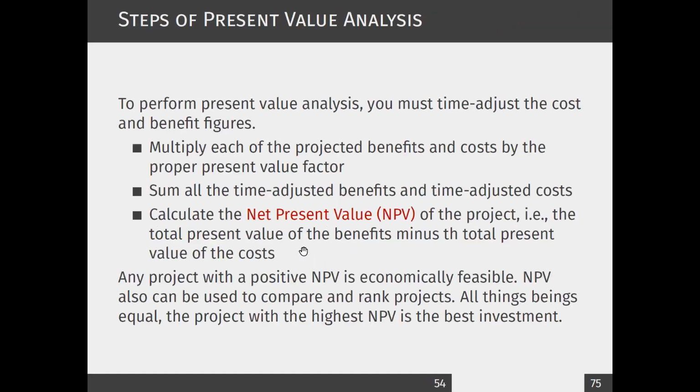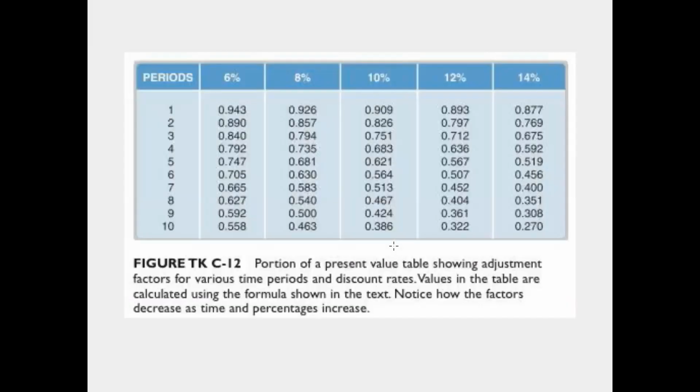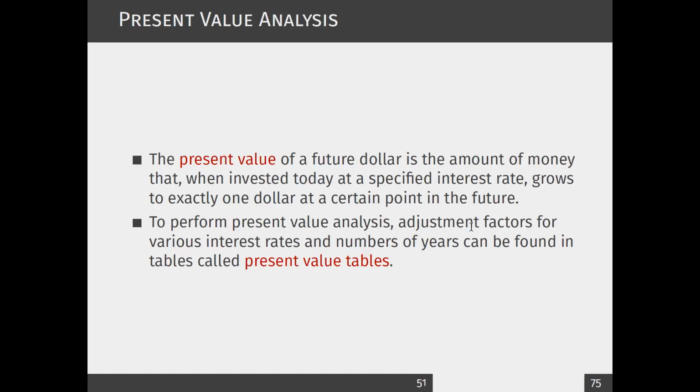We have not been given any present value factors. So if we assume it's 12%, then depending on the number of years, we can calculate the value. For example, if it is 12% and 1 year, this is the factor. For 2 years, this is the factor. So it goes on like this.